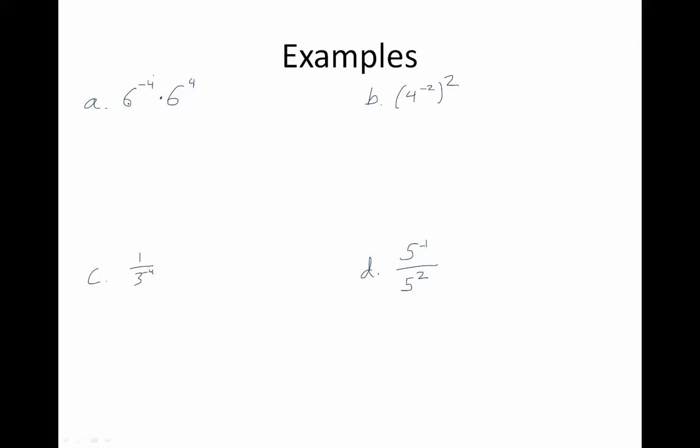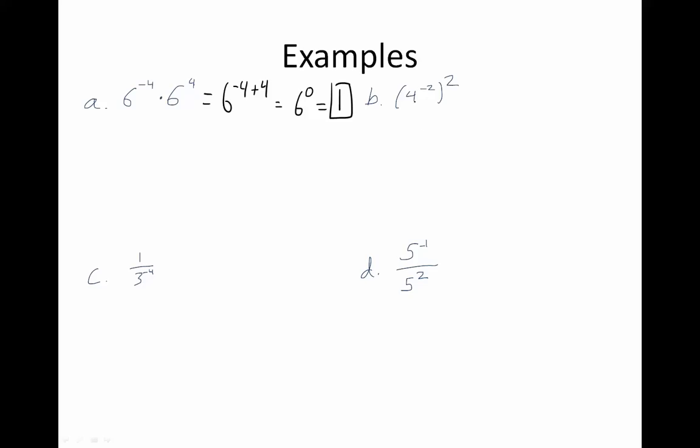This is 6 to the -4 times 6 to the +4, which means what we're looking at here is 6 to the -4 plus 4. Because I'm multiplying the 6's, I add the exponents, which gives me 6 to the 0 power. But I know that 6 to the 0 power is 1. So my final simplified answer is 1.